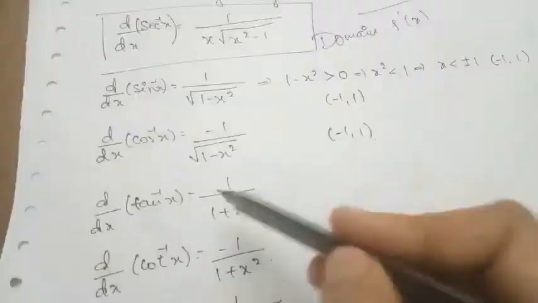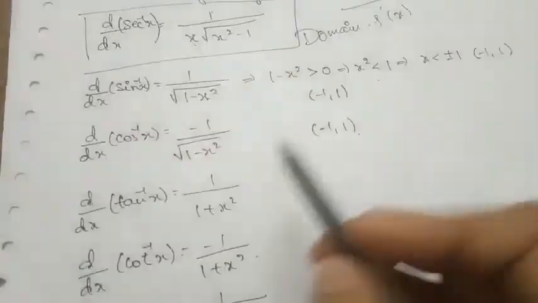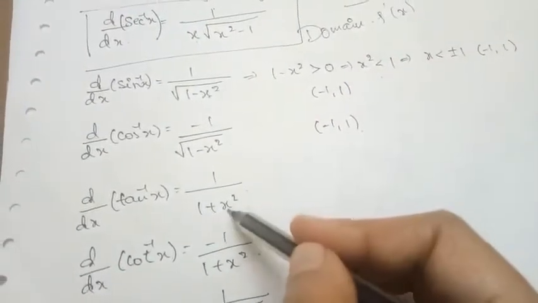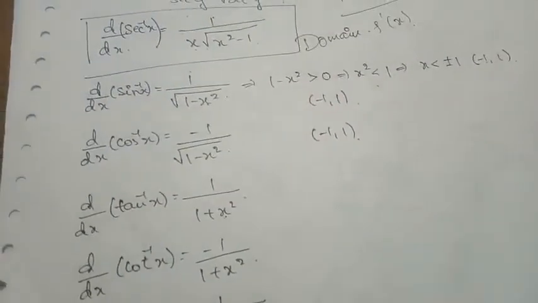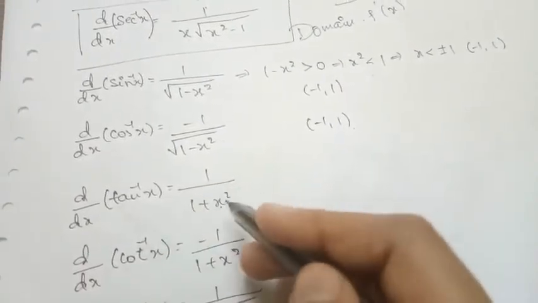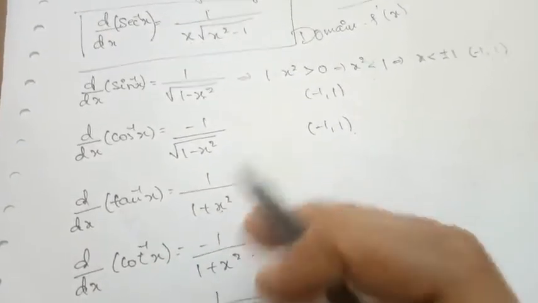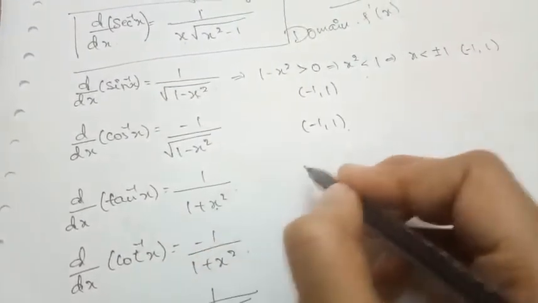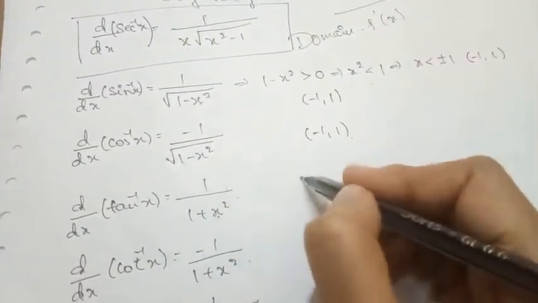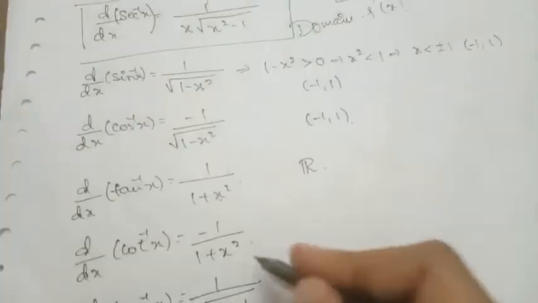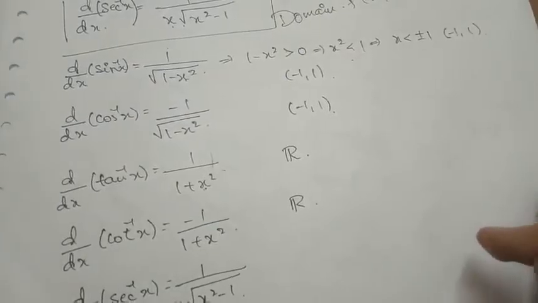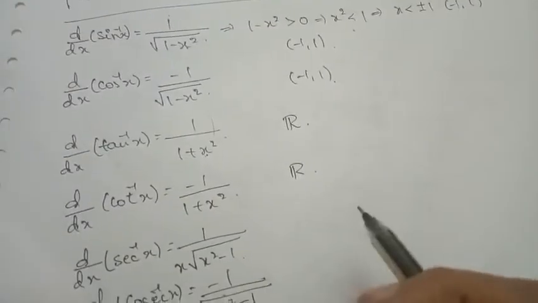When it comes to finding the domain of the tan inverse function, the denominator should not be equal to 0. It becomes 0 when x square is equal to minus 1. Since a square cannot be negative, there are no possible values of x for which x square becomes minus 1. So clearly the domain of the derivative of tan inverse is the set of real numbers. Similarly, the domain for cot inverse is also the set of real numbers.